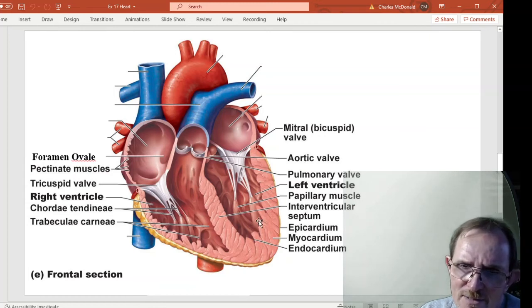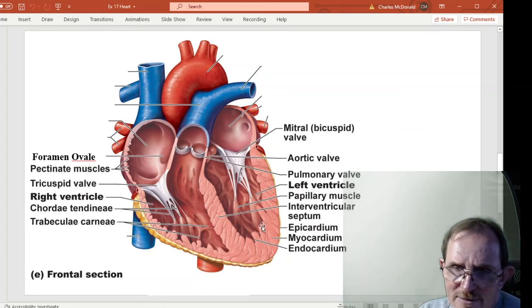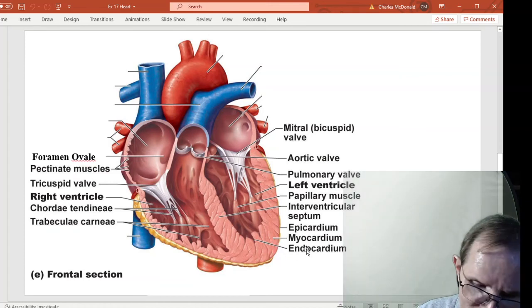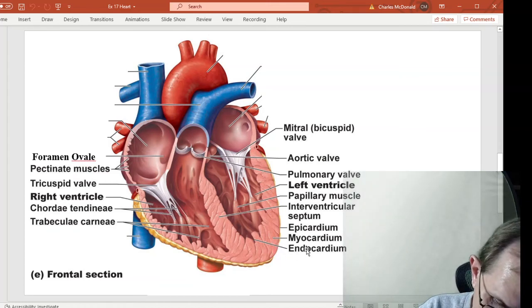Sure will. Now between the endocardium and the epicardium, you've got this big thick layer, and this is cardiac muscle tissue. So it is the myocardium.